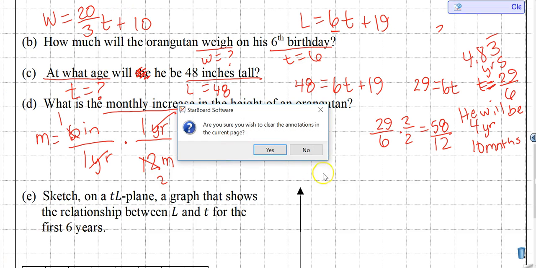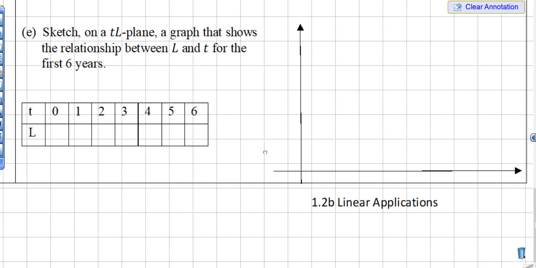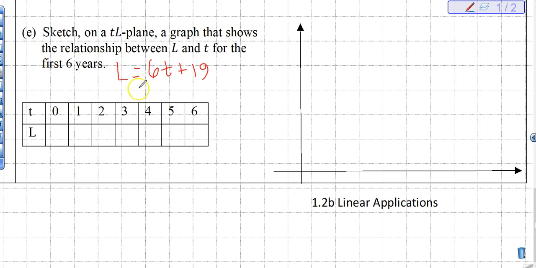All right, last thing I want to talk about is this right here. So let's read the problem. It says, sketch on a TL plane a graph that shows the relationship between length, which is your height, right, and time for the first 6 years. So we're still talking about the orangutan. We're still talking about L is equal to 6t plus 19, because that's what we're graphing here. And we're graphing it for the first 6 years.